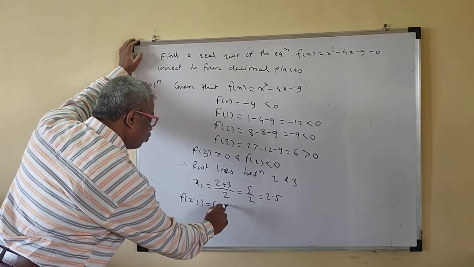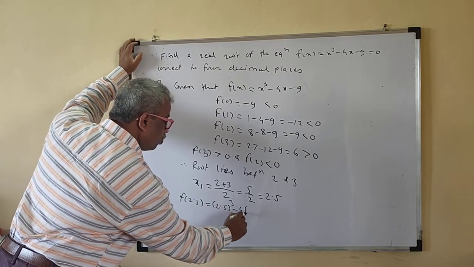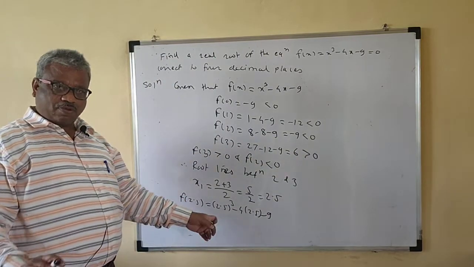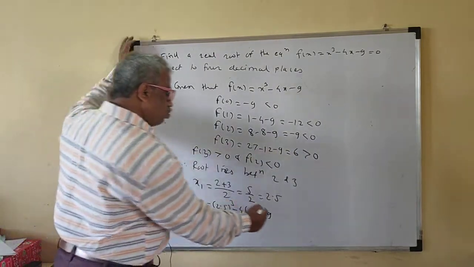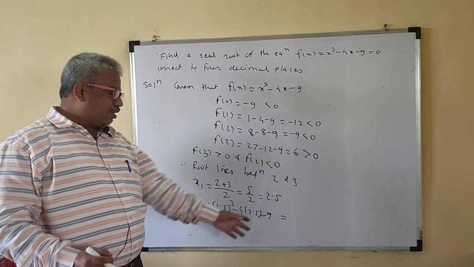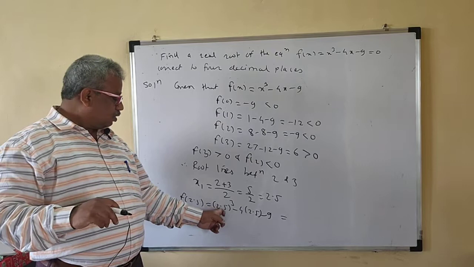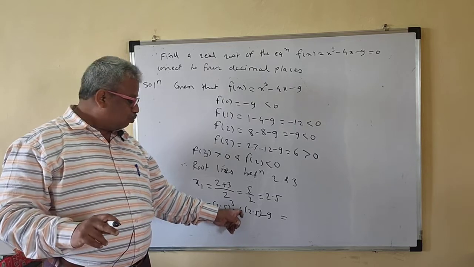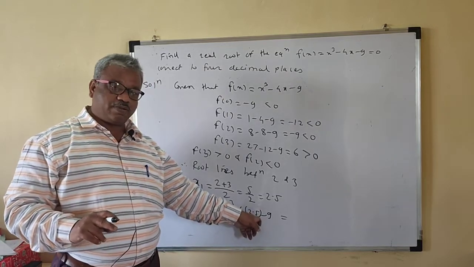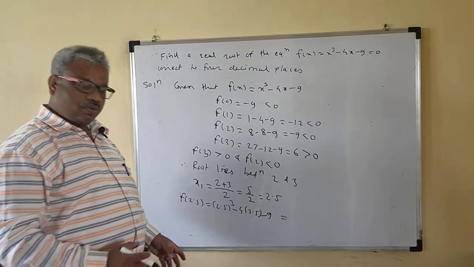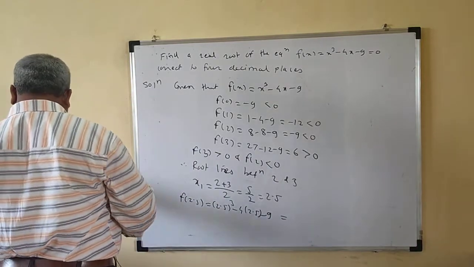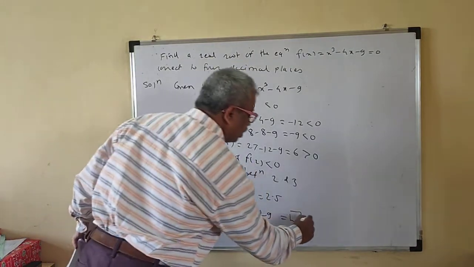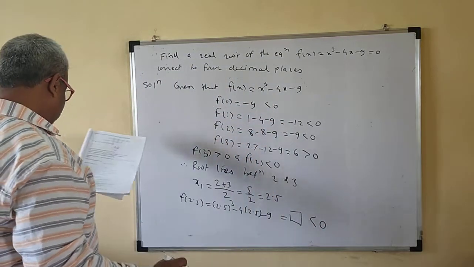F of 2.5: 2.5 cube minus 4 into 2.5 minus 9. We are interested in the sign only for this one. So take your calculator and type this as it is: write the bracket, type 2.5, complete the bracket, raise to the power 3, write minus 4 bracket 2.5 bracket complete, minus 9. Type it in this way on your scientific calculator. With the help of the calculator, find the value of this one. This is less than 0. This is negative.